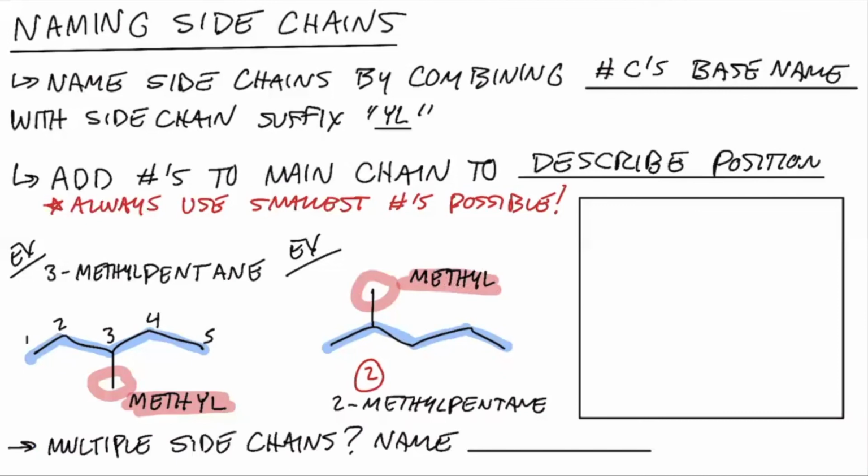Okay, so what happens when you've got more than one? Right, so here we've had a main chain and then one little thing hanging off of it. If you have more than one, you're going to do the same process to identify all of your side chains, do all of that first, and then you're going to put them named in alphabetical order.